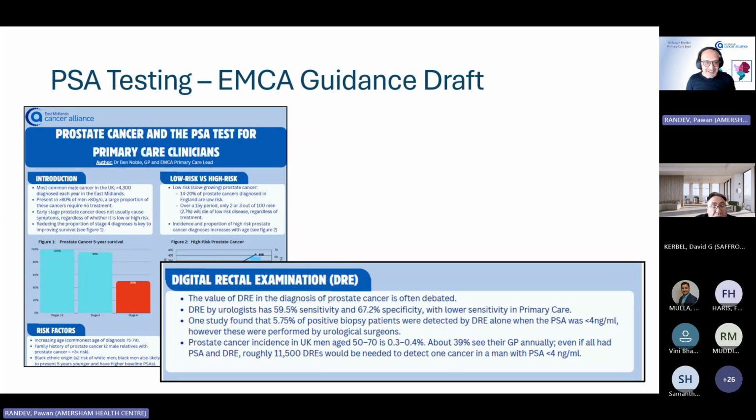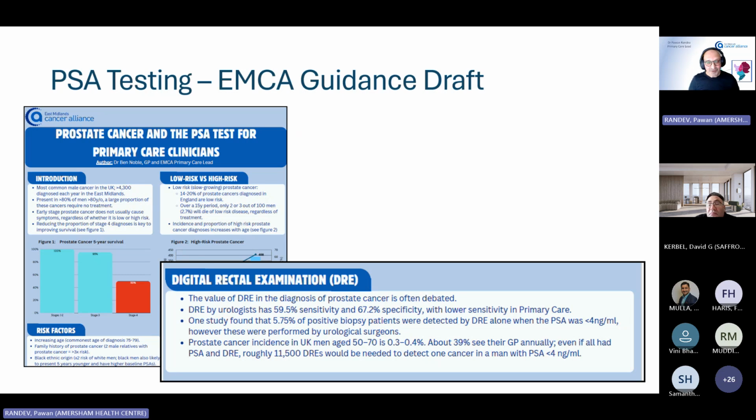And PSA testing is something that, I think, for me, as I've got older in practice, I seem to see in every surgery 2 or 3 men, often retired accountants with lots of time on their hands and a feeling that they understand data, coming to me and asking for a PSA. And this can become quite a challenging consultation.